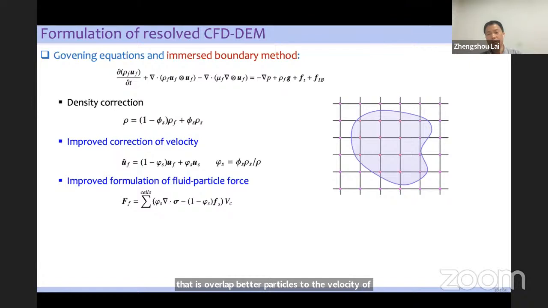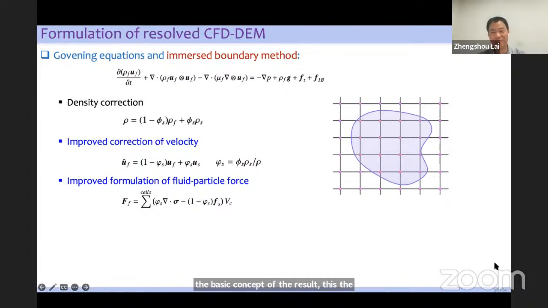So this means for the fluid that is overlapped by particles, their velocity will be corrected, so it will move with the particles. And the second step is that we will integrate the stresses on the particle surface to calculate the force from the fluid that is applied on the particles. So if a particle is in a fluid, the fluid will have some forces on the particle. So that's the basic concept of the resolved CFD-DEM.